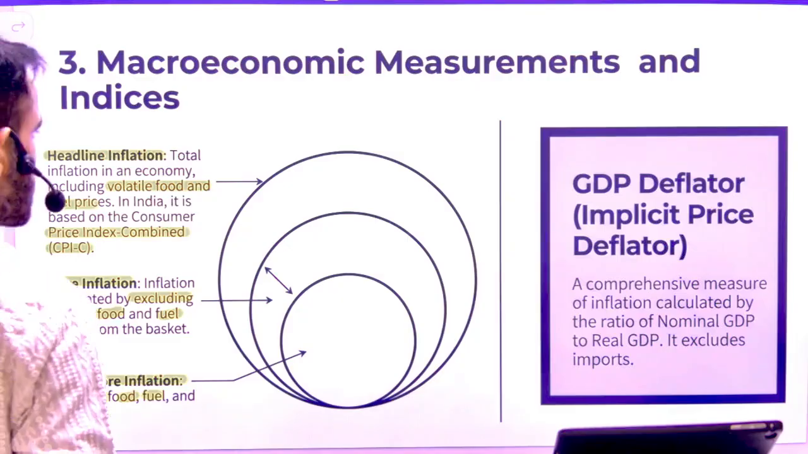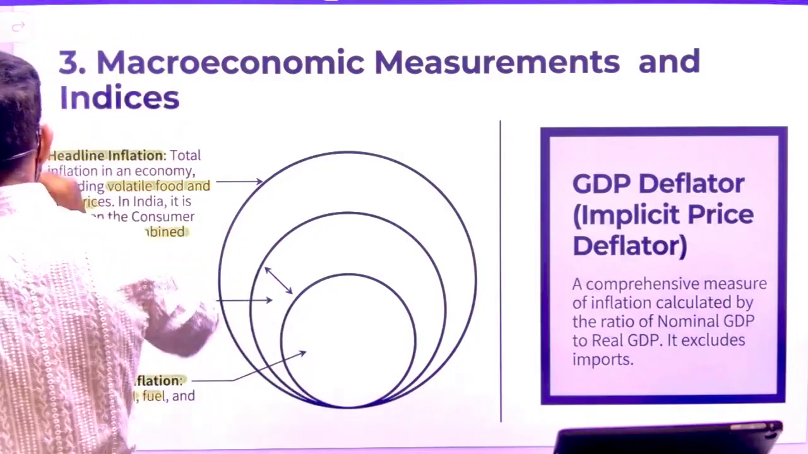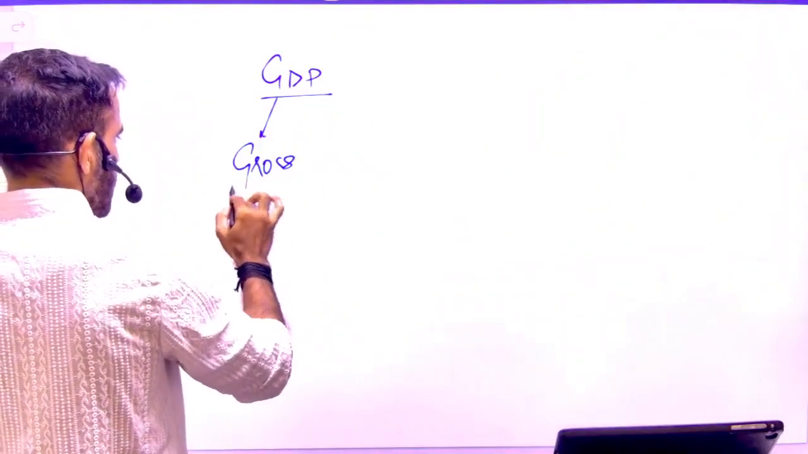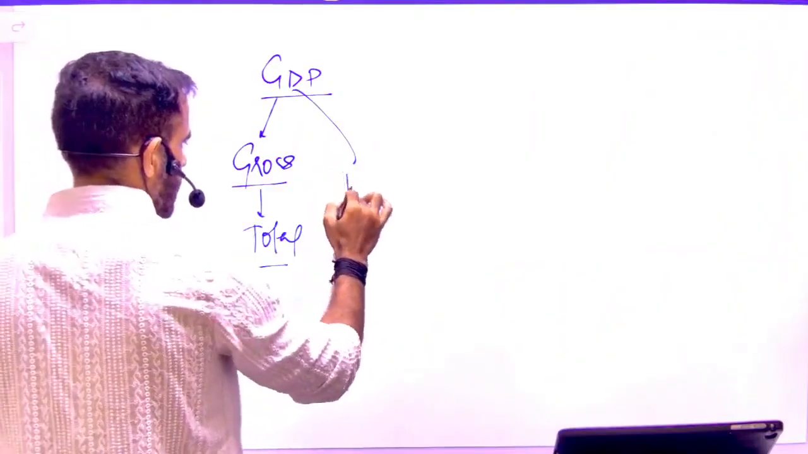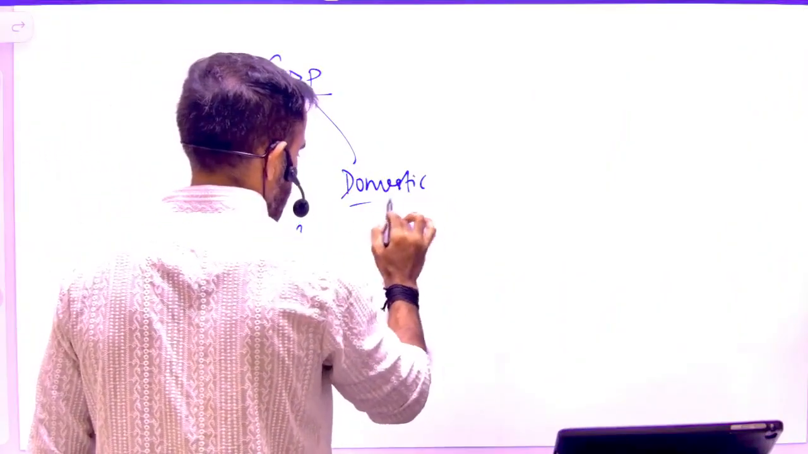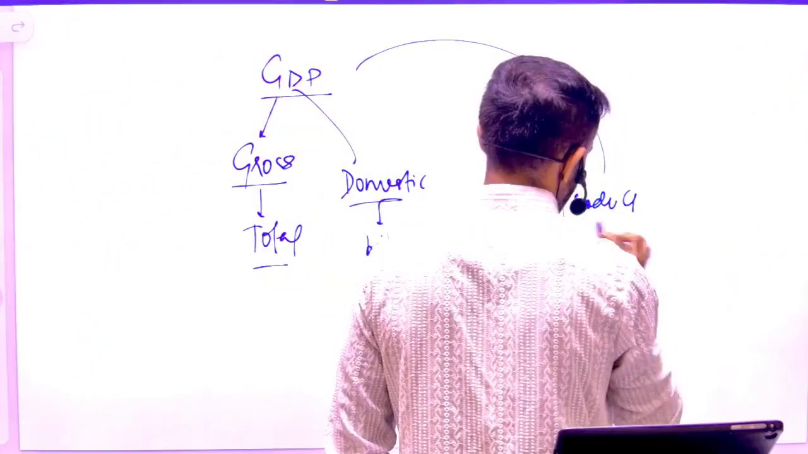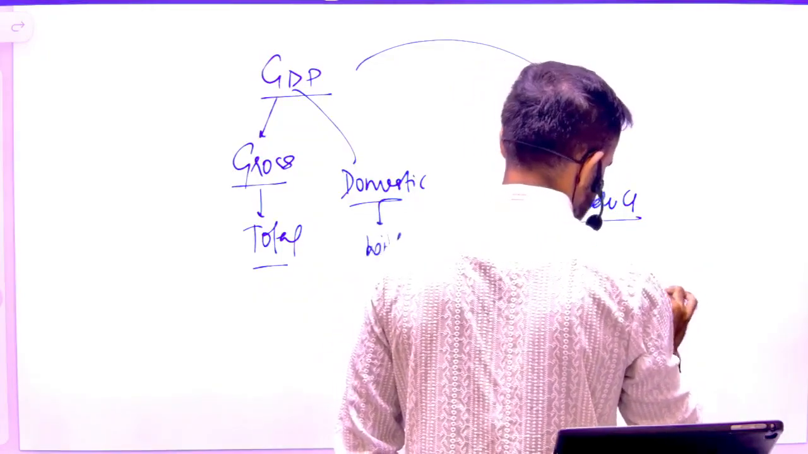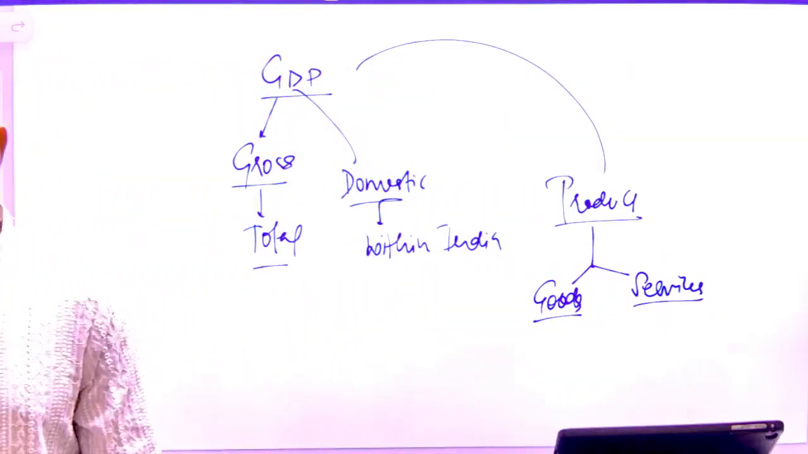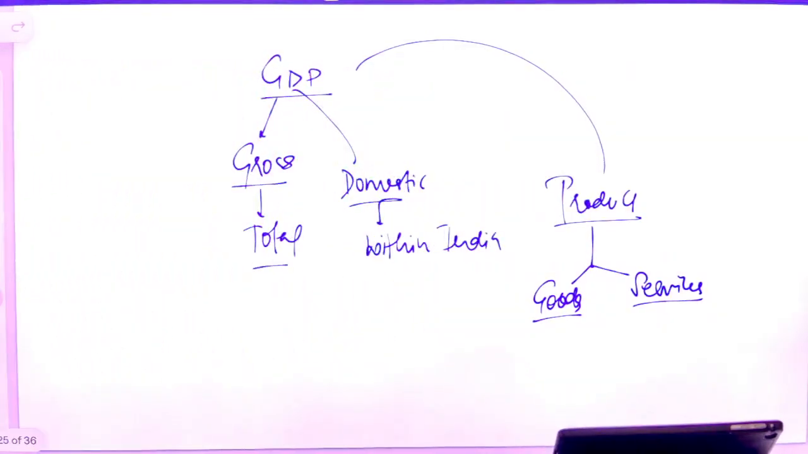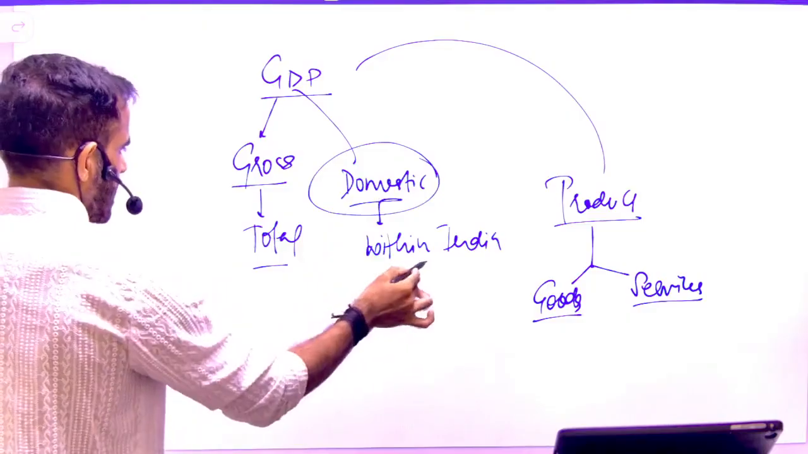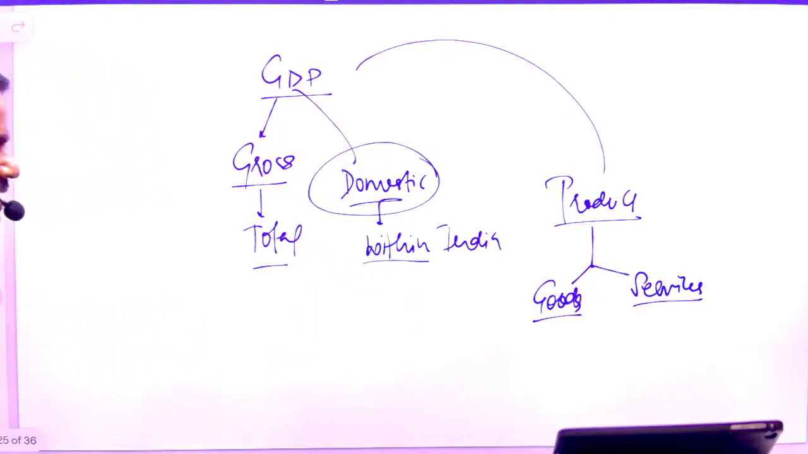Now there is one more concept, that is GDP. Understand, GDP refers to gross domestic product. Gross means total. Domestic means within India. And product means either goods or services. So in a very simple sense, GDP calculates the value of all the goods and services produced within India. Please remember the meaning of this term, domestic. That means we are talking about the items which are produced in India.